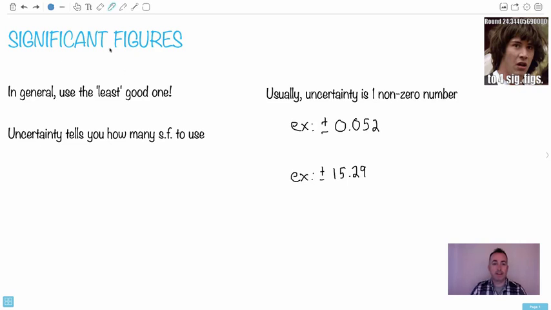So for significant figures, it's related very much to uncertainty. And I love this drawing, this picture here of Keanu Reeves. You're supposed to round something to four sig figs. What do we mean by this? I think a lot of people spend too much time worrying about how many significant figures to use. A good rule of thumb is to actually use the least good one.